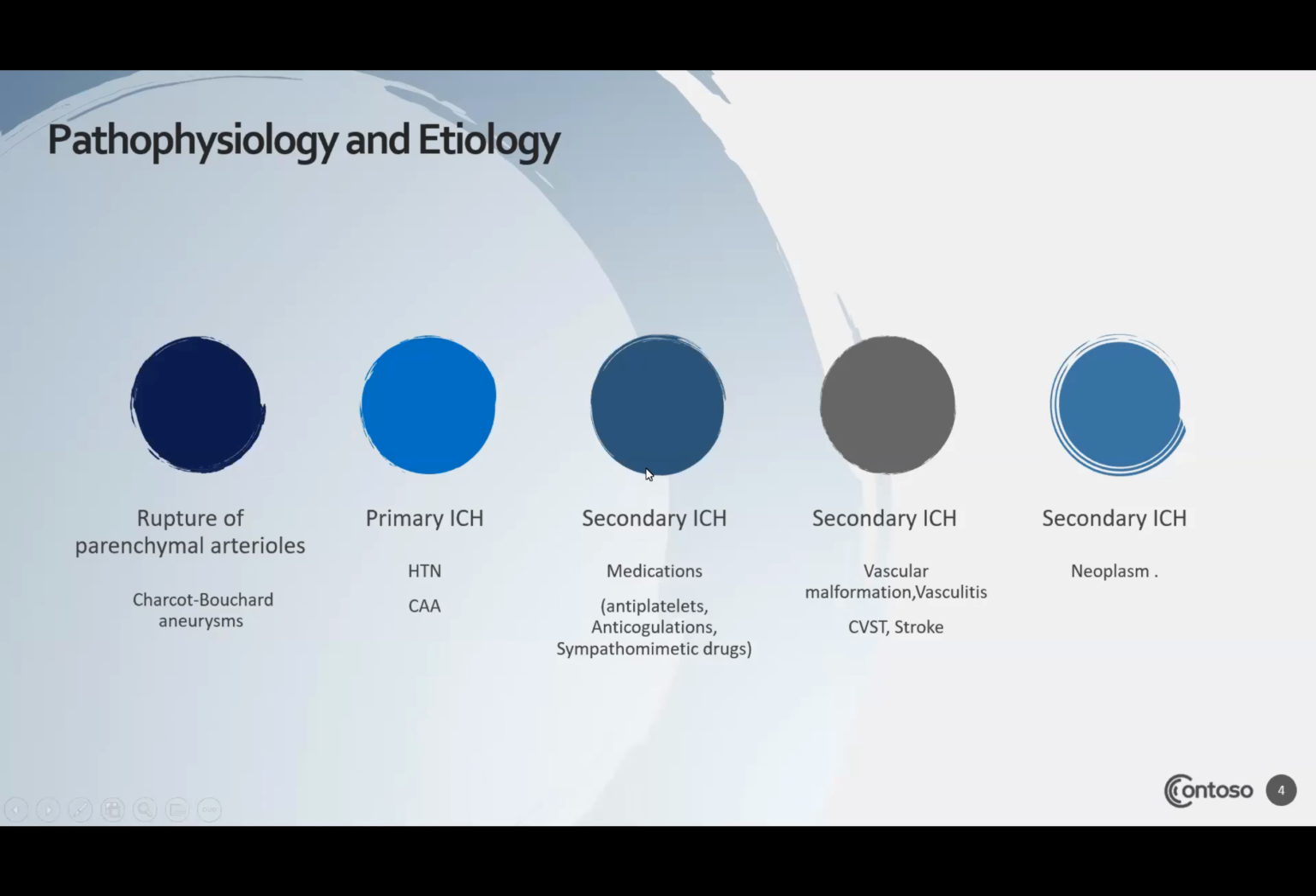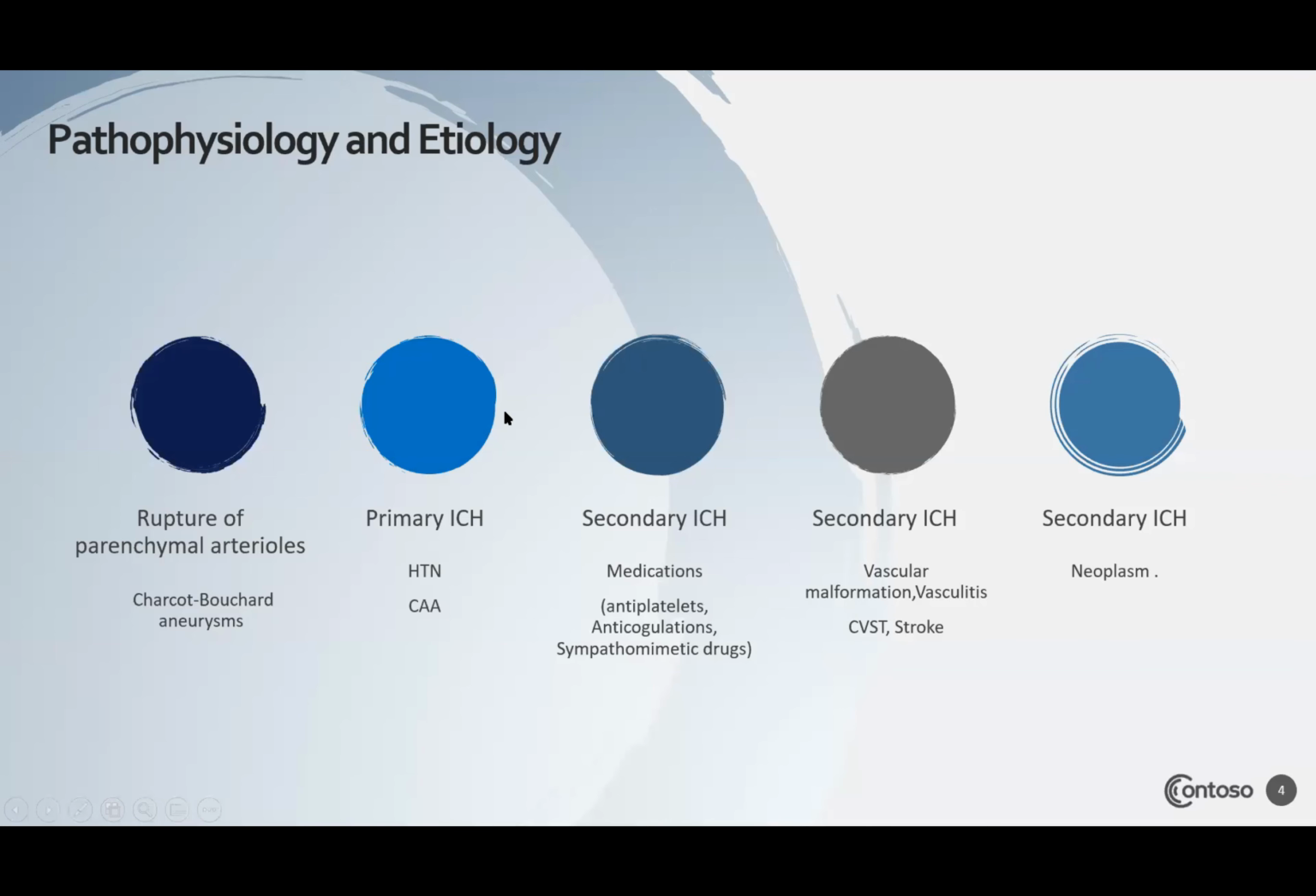And we have secondary intracerebral hemorrhage due to medications like antiplatelets, anticoagulation, or sympathomimetic drugs. Usually they are young patients who are intoxicated, and they come with hypertension and ICH. Secondary ICH is also related to vascular malformation, vasculitis, sinus thrombosis, or hemorrhagic transformation in a stroke, either spontaneously or related to our management, as we mentioned in the last lecture, like IV tPA or thrombectomy. Sometimes neoplasms could be complicated by ICH.